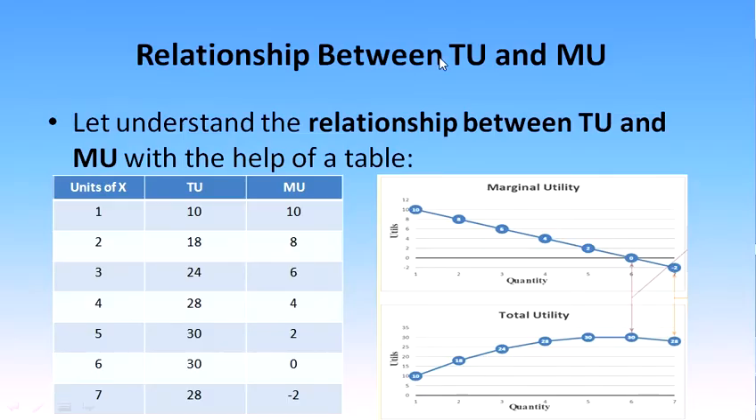To the relationship between total utility and marginal utility. Now we know what is total utility. Total utility is the sum total of all the utilities that we have got from the consumption of any particular commodity. And marginal utility is the additional utility that we are getting by consuming one additional unit of a commodity.